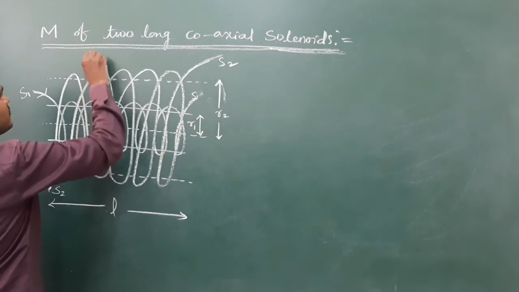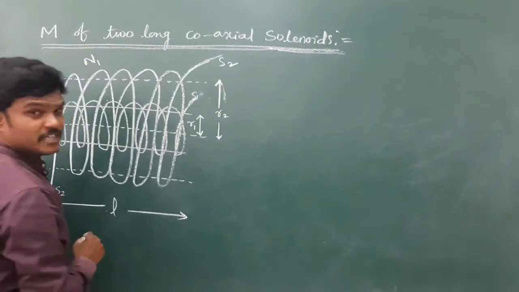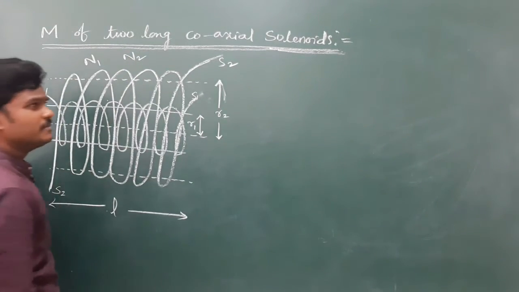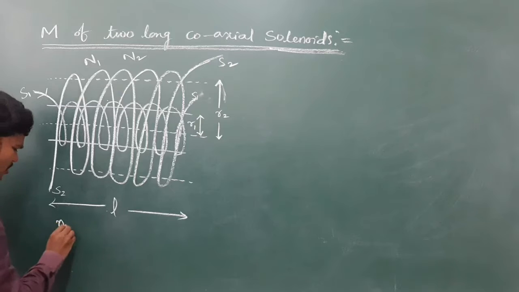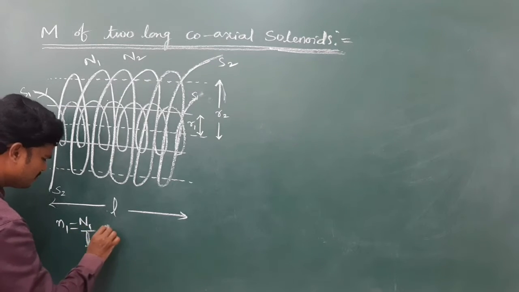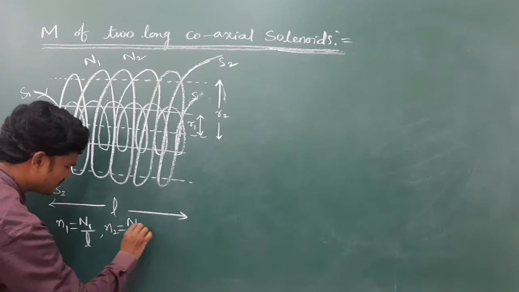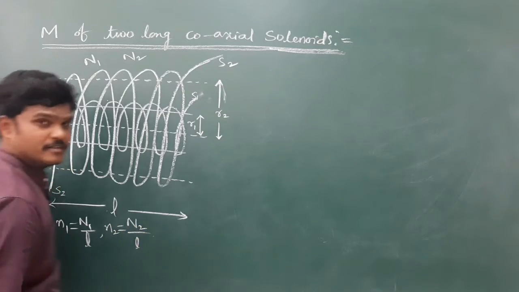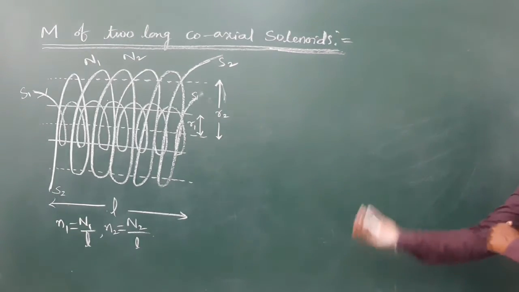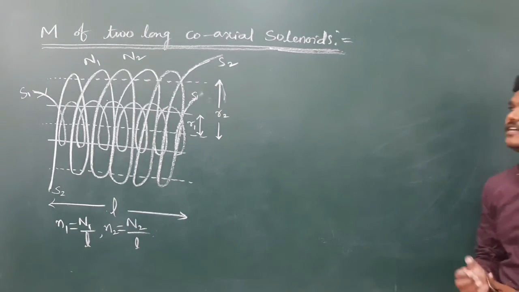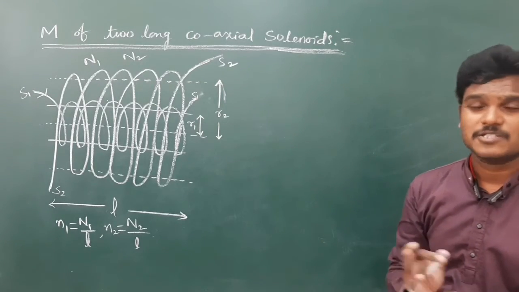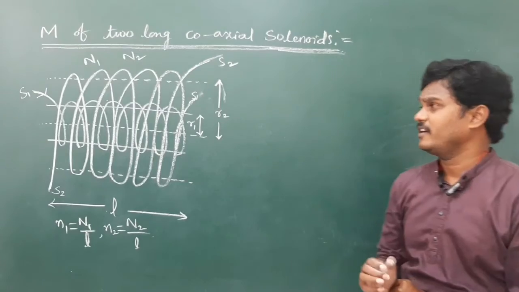Here, let us consider N1 is the number of turns in the S1 solenoid, N2 is the number of turns in the S2 solenoid, and small n1 is the number of turns per unit length in S1, n2 is the number of turns per unit length in the S2 solenoid. I have written the names: N1, N2, small n1, small n2 are the number of turns per unit length in the S1 and S2 solenoids.